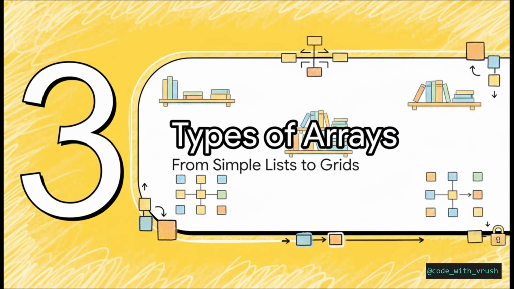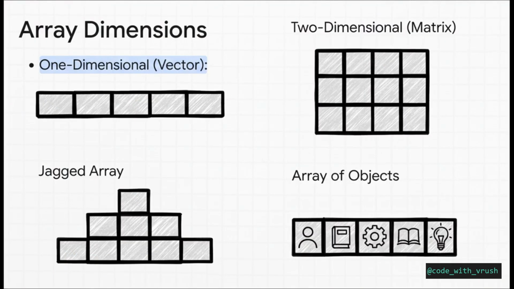So, not all arrays are just a simple single list. They can actually get a lot more interesting. The one-dimensional or 1D array is what we've been looking at. It's just a basic list. But you can also have 2-dimensional arrays, which are basically grids. Think of a chessboard or a spreadsheet with rows and columns. You can even have what are called jagged arrays. This is an array of arrays, where each row can actually be a different length.